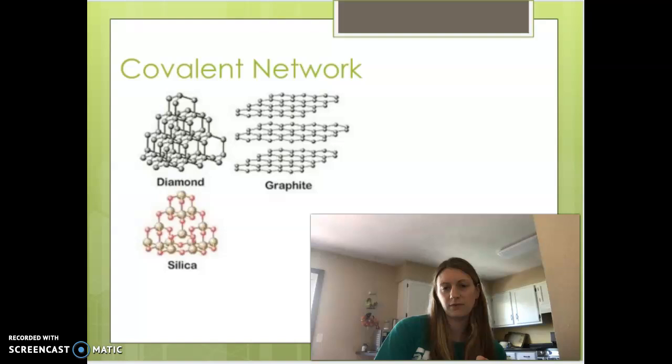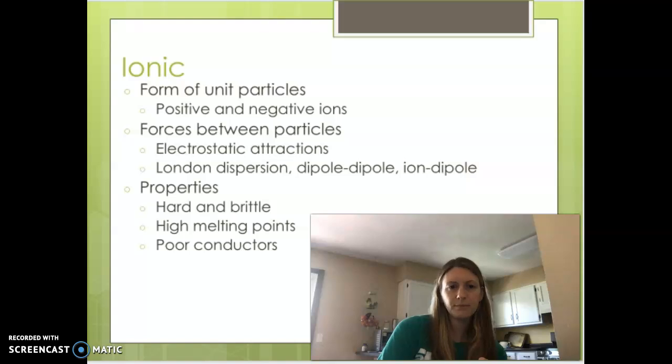Silica is another example of a covalent network that forms a lot of our minerals. So when you go outside and look at rocks and they're shiny or they have crystal structures in them, that's usually the silica. Ionic is another type of solid. They have positive and negative ions that are the basic units to form these ionic solids. They have electrostatic attraction, so remember that's the attraction between a positive and a negative.